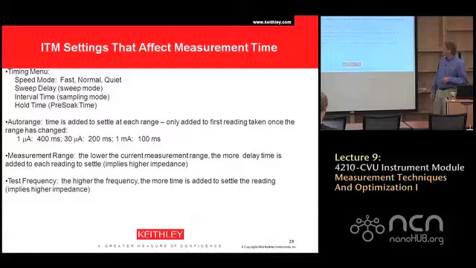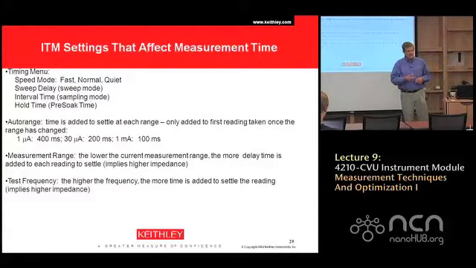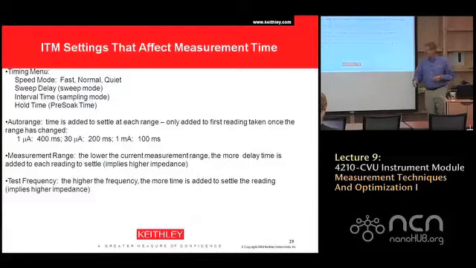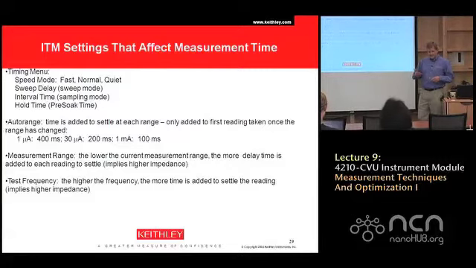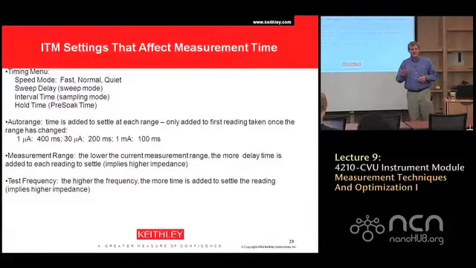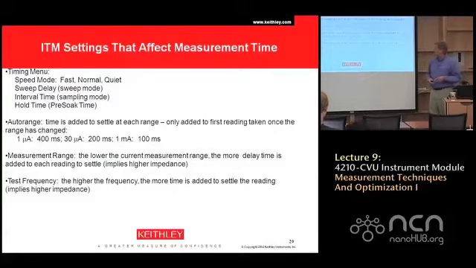Now, basically, the lower the range, the more delay time is added to settle each reading. The reason is this: a lower current range implies a higher impedance. Higher impedance implies longer RC time constants, hence more settling time. The test frequency also impacts that, in that the higher the frequency, more time is added to settle the reading, because the higher the frequency implies a higher impedance device, and that implies a higher RC time constant and more settling time.